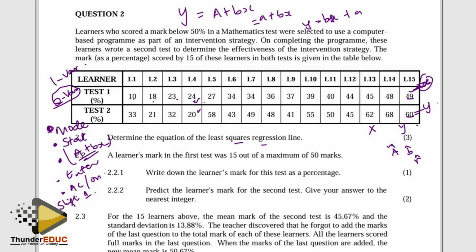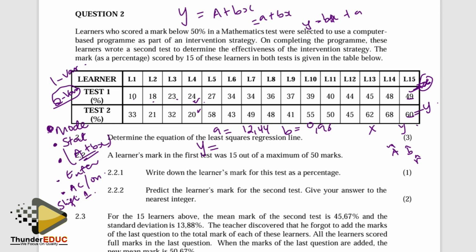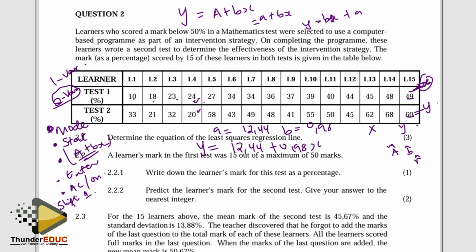If I use my calculator, it gives me everything at once. It gives me the correlation coefficient, it gives me the A, even the means of everything. In this case, we're going to say y is equal to, because the A value that I'm getting is 12,44 and the B value is 0,98. So write that in terms of an equation. Getting the A and the B values is just not enough. You need to rewrite them as an equation: 12,44 plus 0,98x, or whichever way you want to put it.